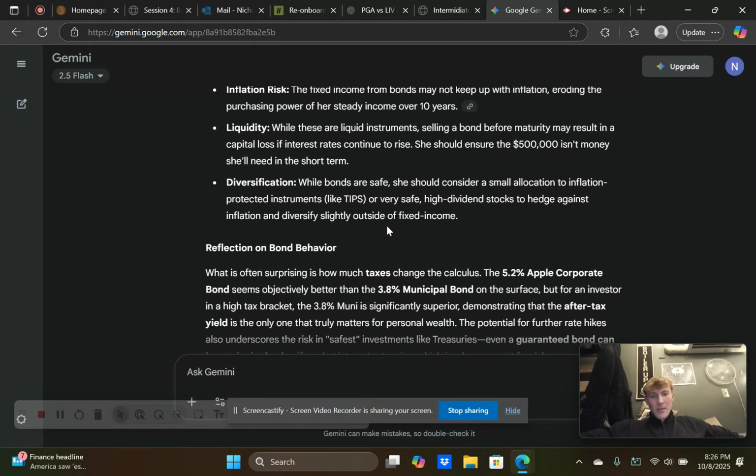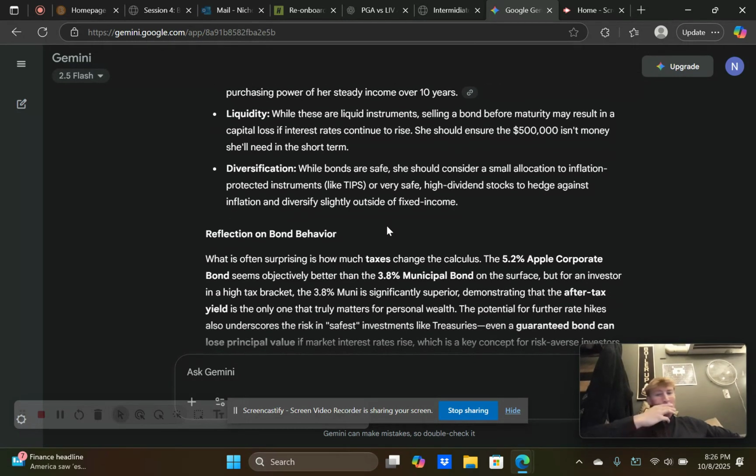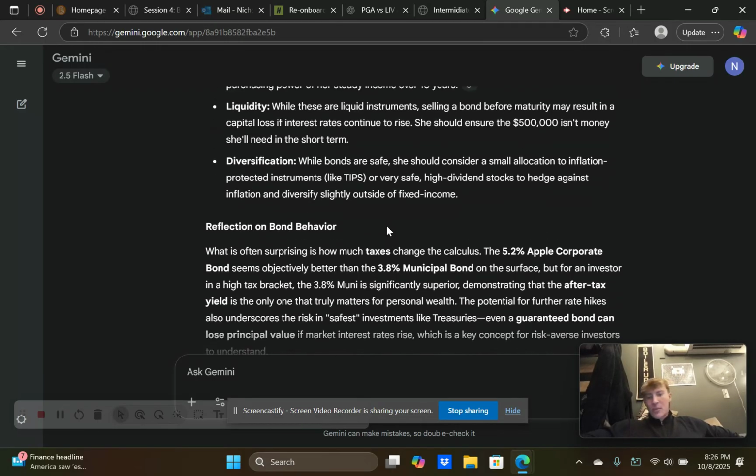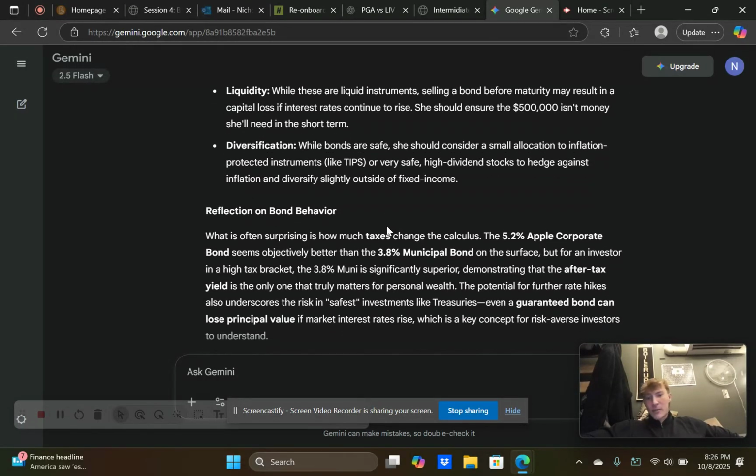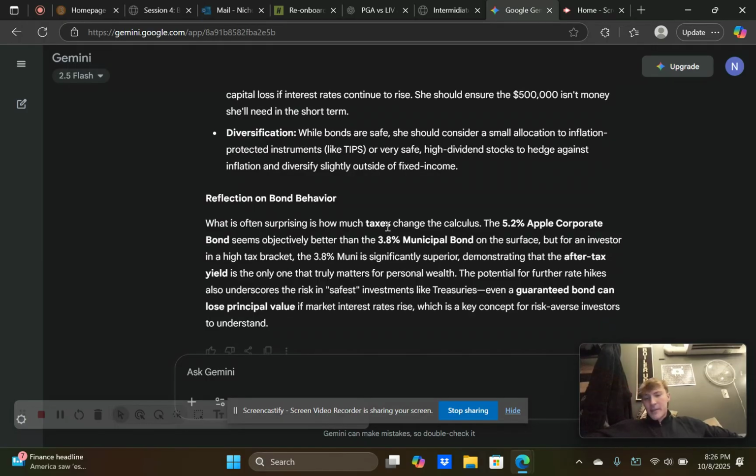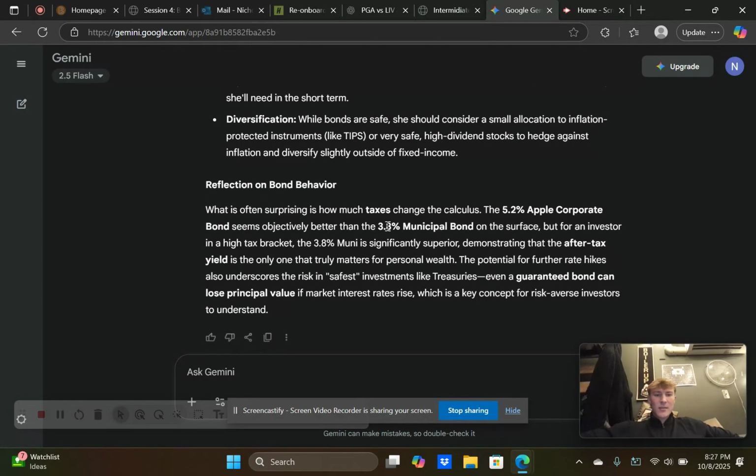Liquidity. While these are liquid instruments, selling a bond before maturity may result in a capital loss. So she just needs to ensure that the $500K she's investing isn't money she needs in the short term, because it's not like a very high % chance her money will increase right away. Bonds can be a longer term sort of ordeal. So we just want to make sure that that money that she's putting down, she's not needing to rip out right away or trying to make money fast, because that's not what this is going to do.